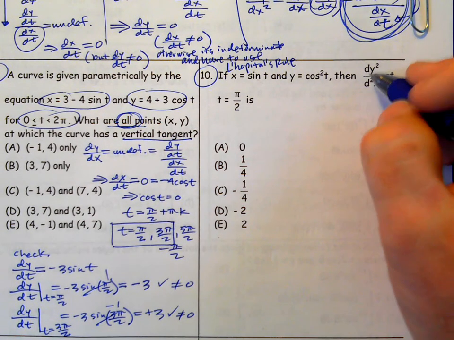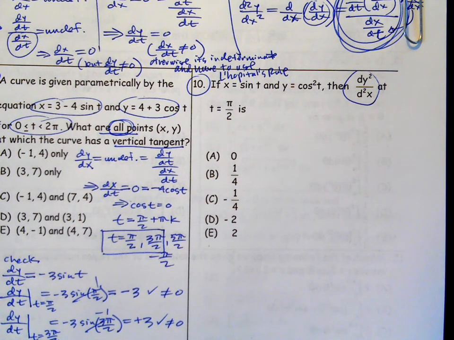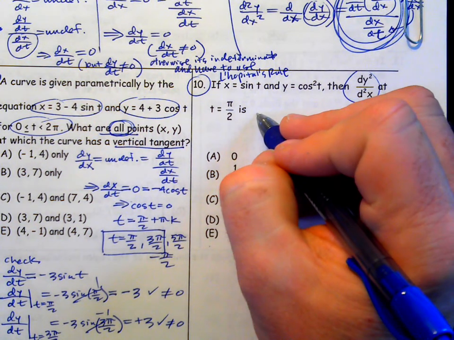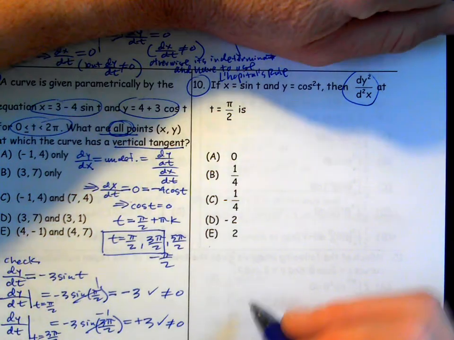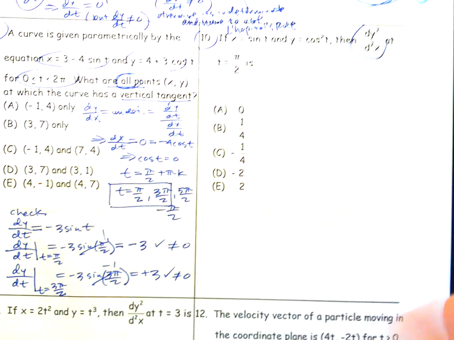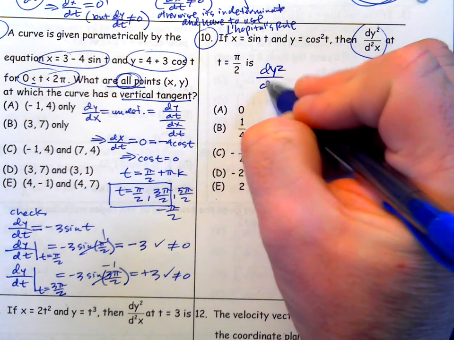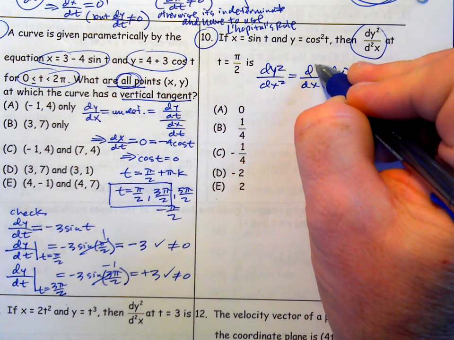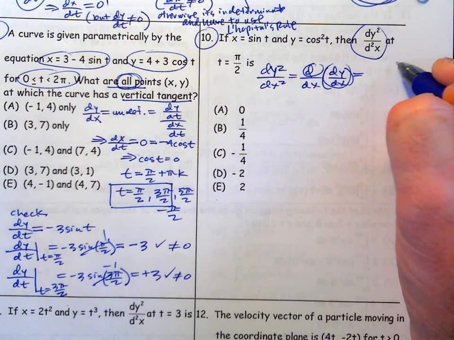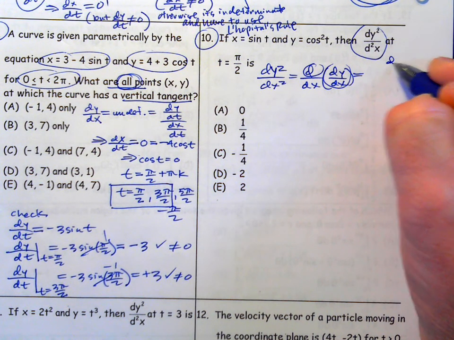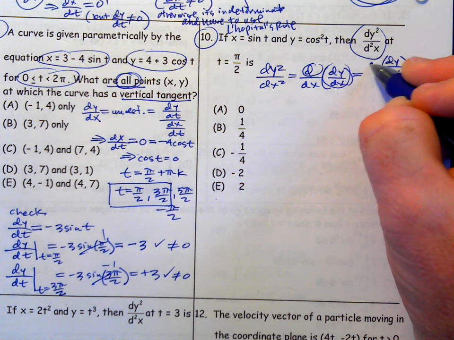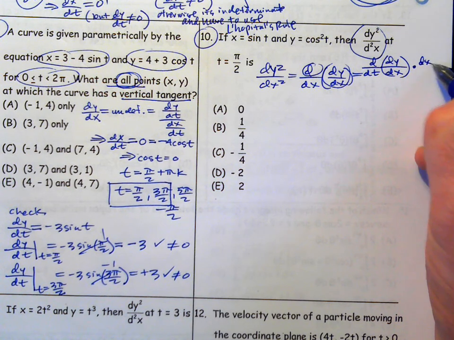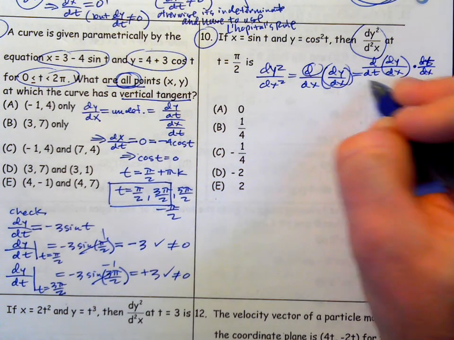Okay, number 10, we're trying to find the second derivative of y with respect to x, not the acceleration, but the concavity of the parametric curve. Let's see if we can remember it without just looking up here. The second derivative of y with respect to x is going to be the derivative of dy/dx. This is the change in the derivative with respect to x. But to take the derivative of dy/dx, we have to take the derivative of it with respect to time first. That's the variable it has in it. And then we have to multiply by the derivative of time with respect to x. So it's going to end up with dx/dt on the bottom.